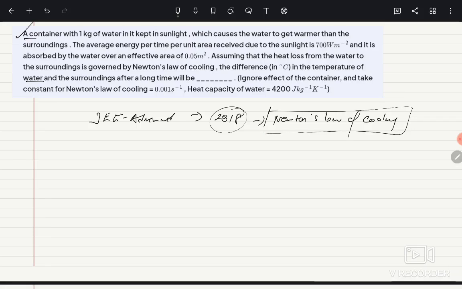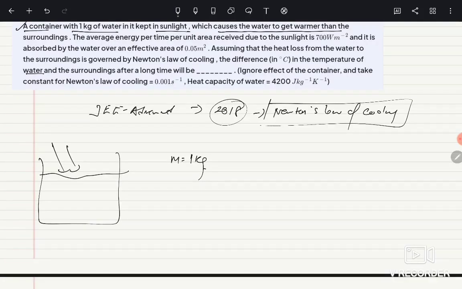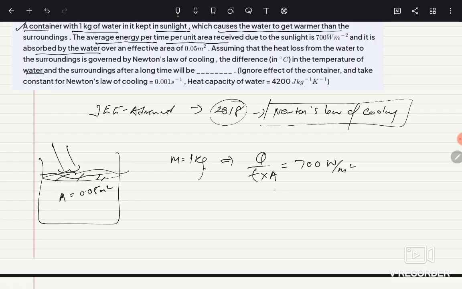In this question it has been given that a container with 1 kg of water, the mass is given as 1 kg, kept in sunlight, which causes the water to get warmer. The average energy per unit time per unit area received is 700 watt per meter square, and it is absorbed by the water over an effective area. The effective area is taken as 0.05. Over this area this heat has been absorbed.